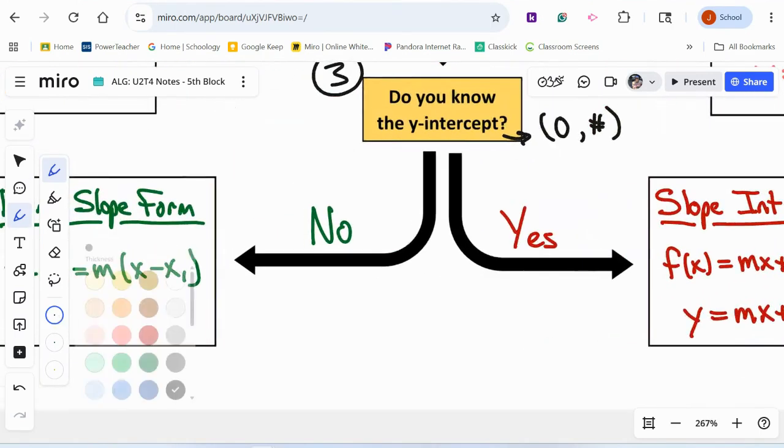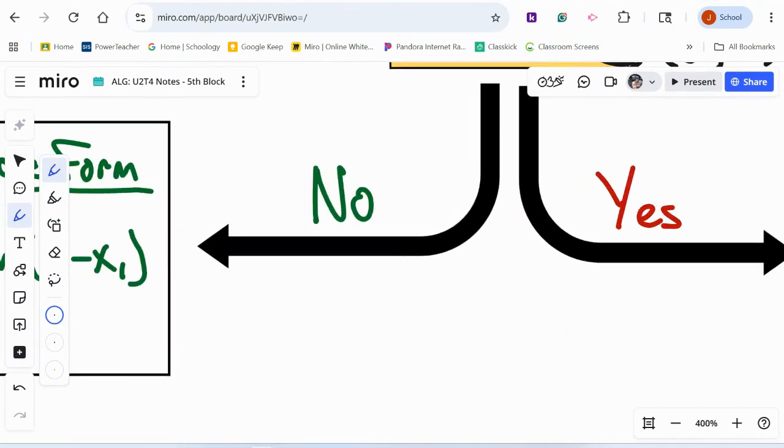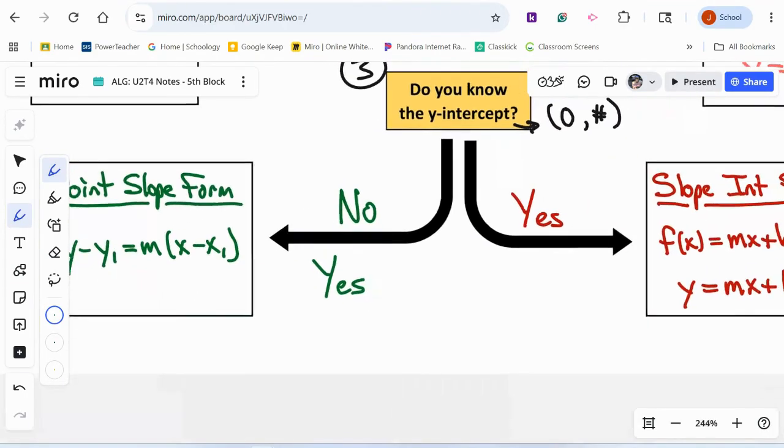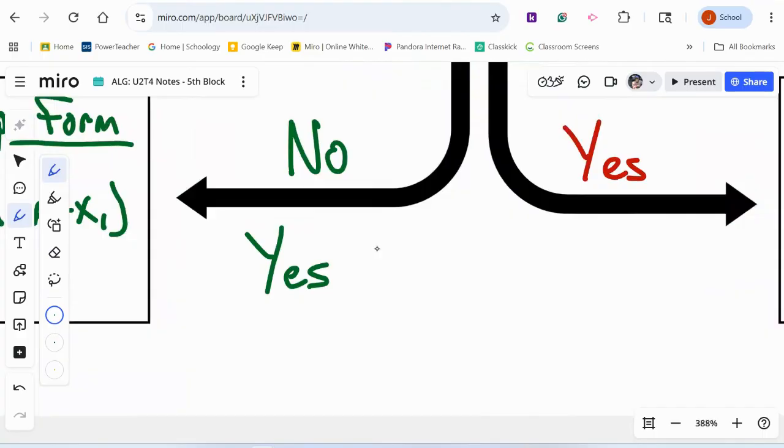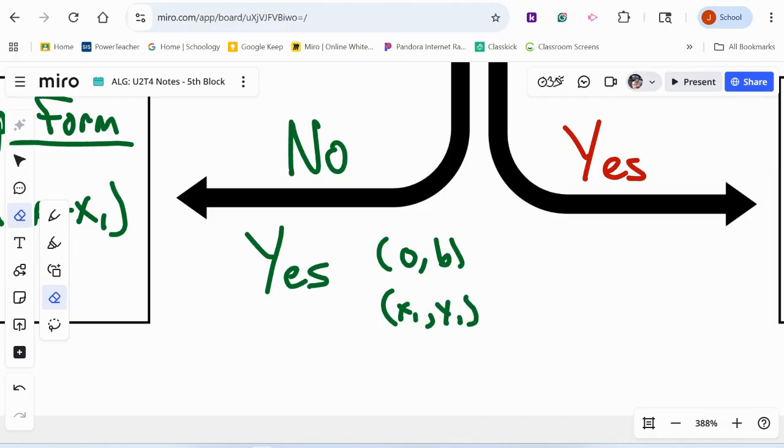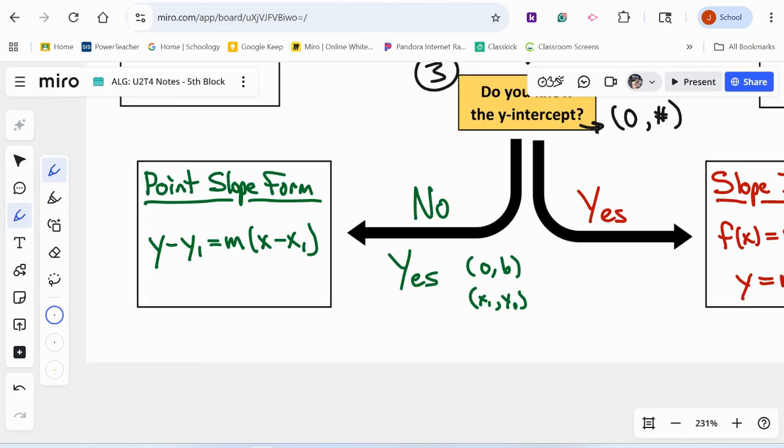However, here's the deal, guys. You can also do point slope form if you say yes. Because here's the deal. The y-intercept is (0, b), which can also be thought of as (x1, y1). While it is a special ordered pair, a special point, guys, it's still a point. And if it's a point, then we can use point slope form.